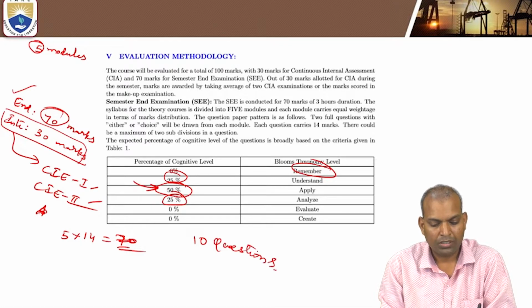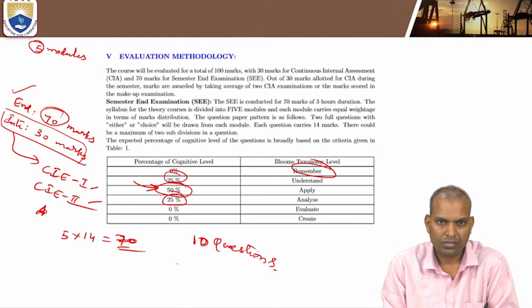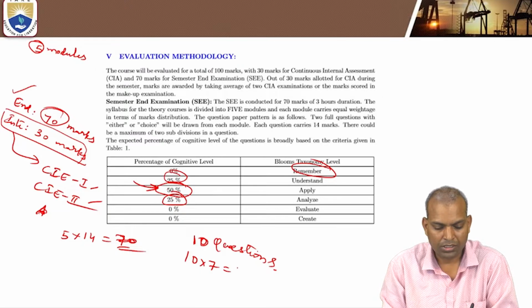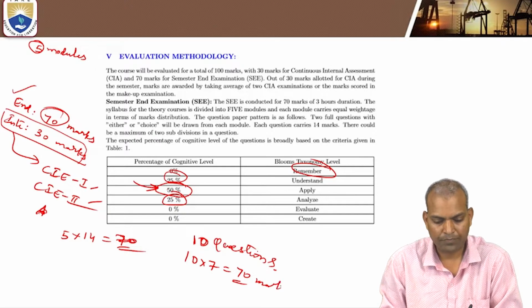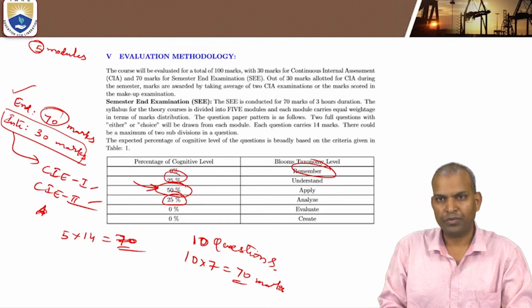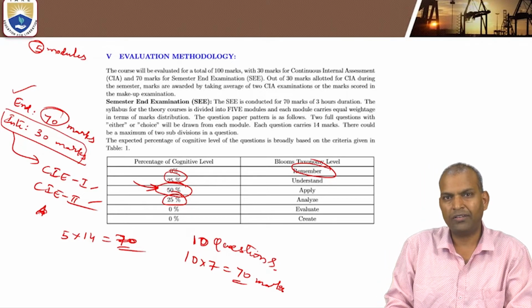10 questions. So each question carries, including sub-questions, 7 marks. That means 10 into 7, that is 70 marks for this. So in that manner, we have designed the kinematics of machines course based on this cognitive level.